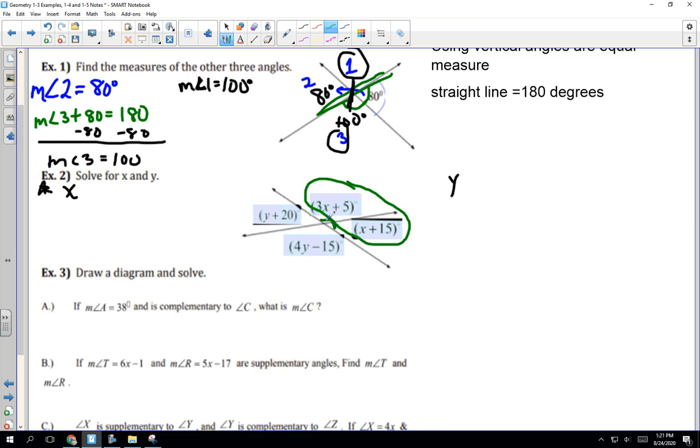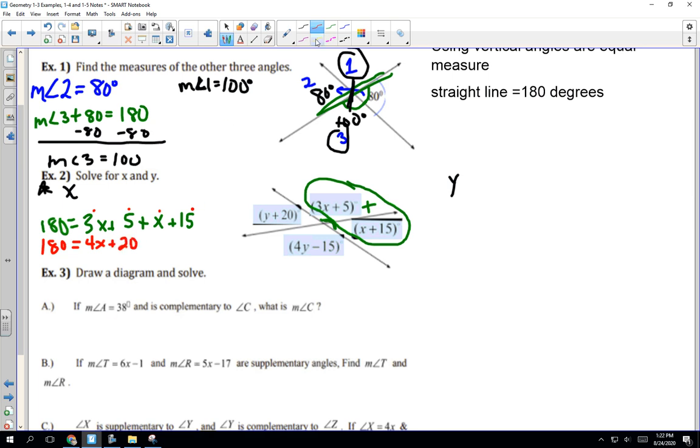The 2 of these angles together add up to equal 180. So essentially, I'm going to say 3x plus 5 plus x plus 15 adds up to equal 180. And now we're just going to solve some equations here. So I'm going to combine my like terms. My 3x and my x will give us 4x's. 5 plus 15 will give us 20.